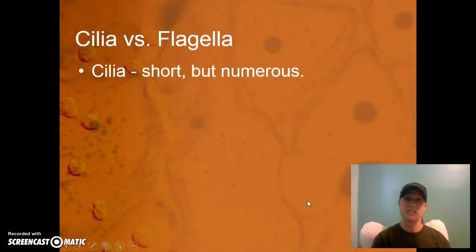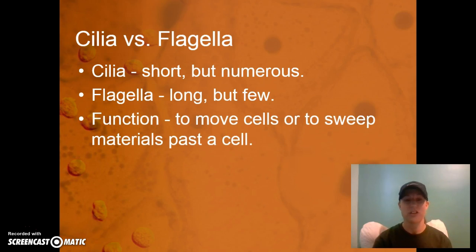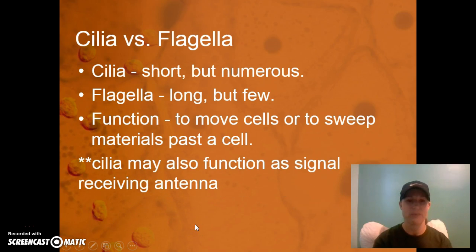So now we're going to take a look at cilia versus flagella. Cilia are short but numerous. Flagella, long but few. Flagellum, usually we see one per cell. Sometimes we see a few, but one is the norm. Function: their function is to move cells. So some cilia work all together to move cells, or the flagella whips to move the cell, or to sweep materials past the cell. And we're going to take a look at that in a moment.